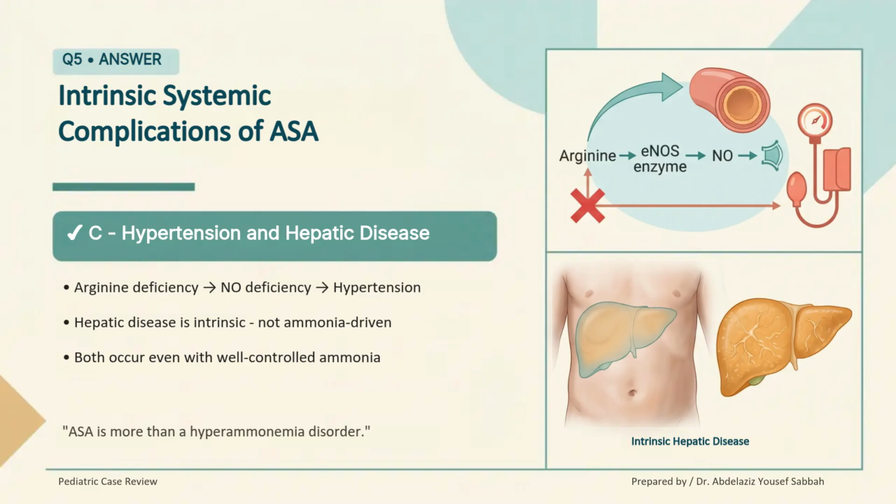Argininosuccinic aciduria is more than a hyperammonemia disorder. Arginine is the substrate for nitric oxide production, so arginine deficiency leads to reduced nitric oxide and consequent hypertension.